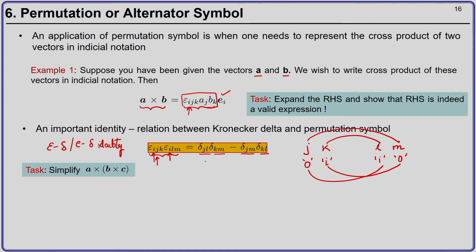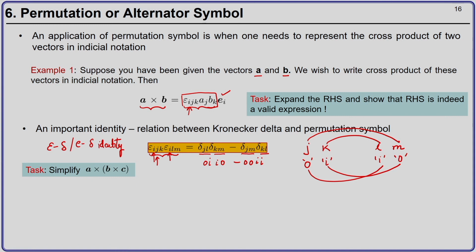So, this is like outer inner, inner outer, minus outer outer, inner inner. That is one way you can remember this identity. Of course, when you do a lot of examples, this becomes very easy to remember. But initially it helps to remember it this way.